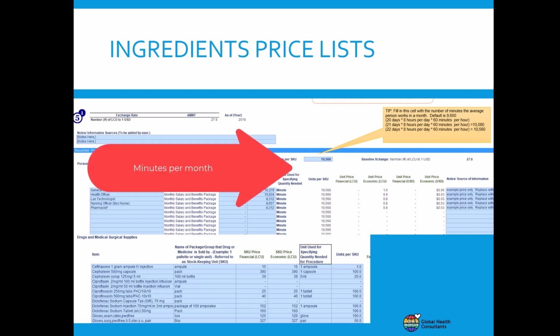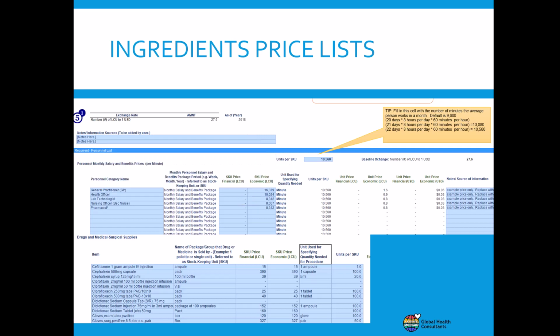We can change that here according to what our country norms are. We can also, that way, assign this cadre a unit cost per minute. And the costing tool will calculate that for us, and then that can be used in the different calculations that we make for the procedures that that general practitioner is involved with.